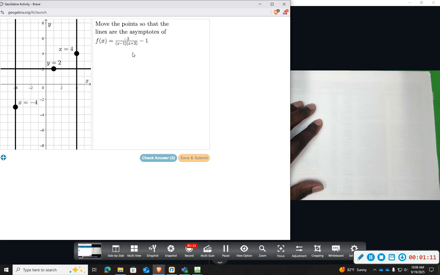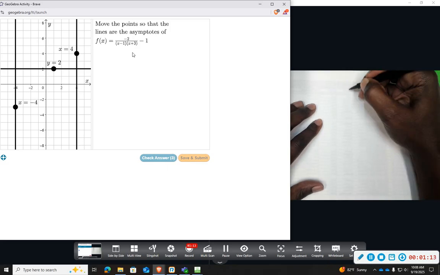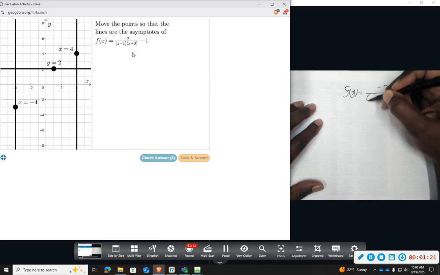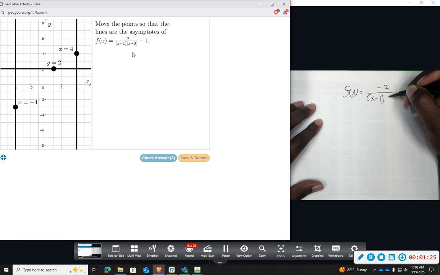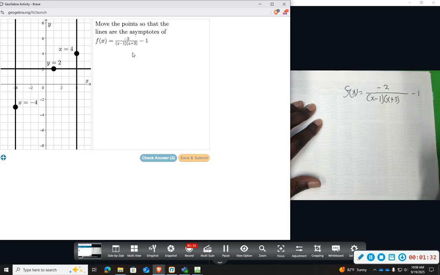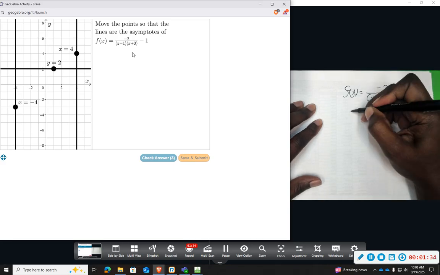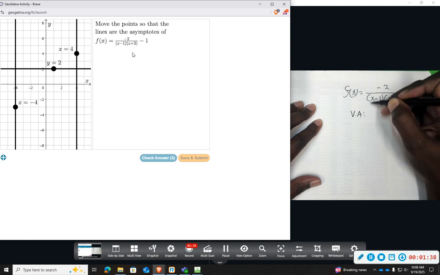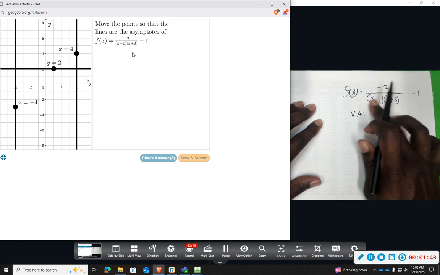All right, so the function that we're given, f of x is equal to -2 on the top. On the bottom we have x minus 1, and then x plus 3, and then we have a minus 1. So we can do our vertical asymptotes. Vertical asymptotes would be the numbers that make the denominator 0. You would just set each of those terms equal to 0.